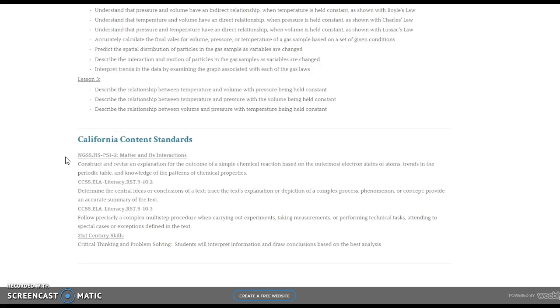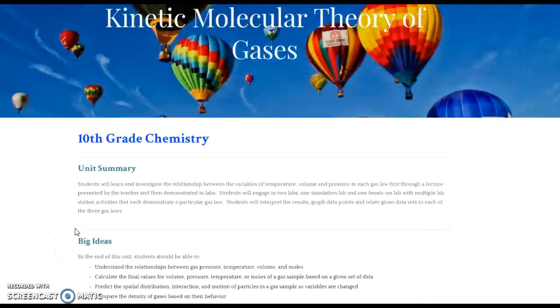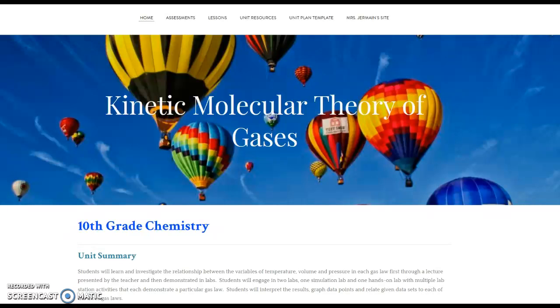So that's interesting in getting the ball rolling and making sure we cover all that specific information that's required. And then getting into other California content standards they'll be learning in this lesson. And lastly, 21st century skills that they'll be learning as well. And that encompasses the homepage.